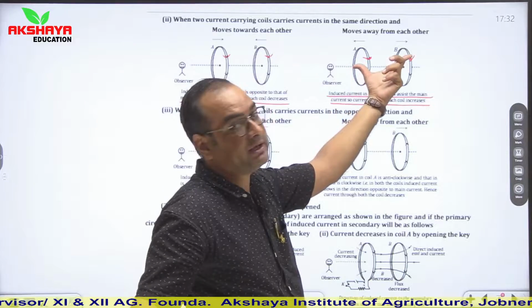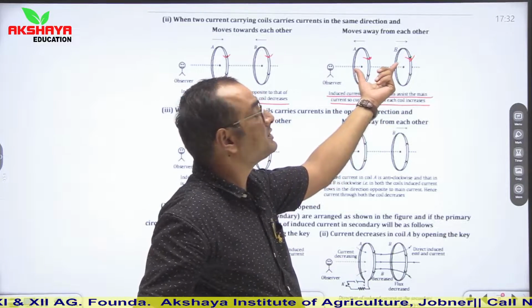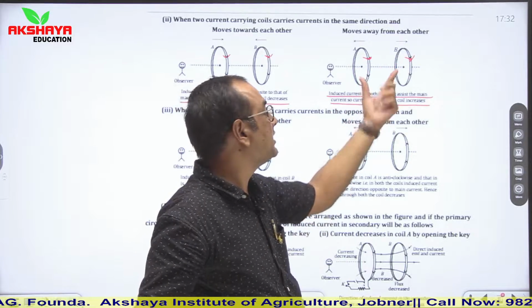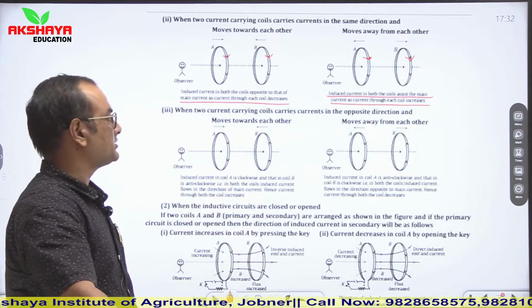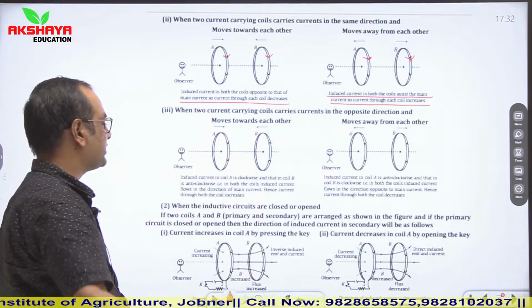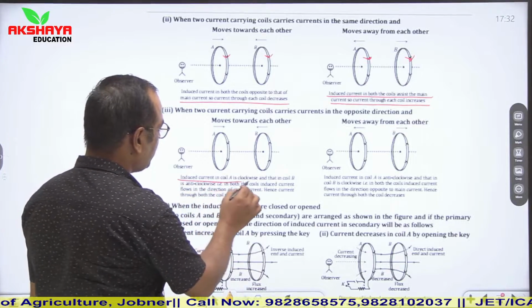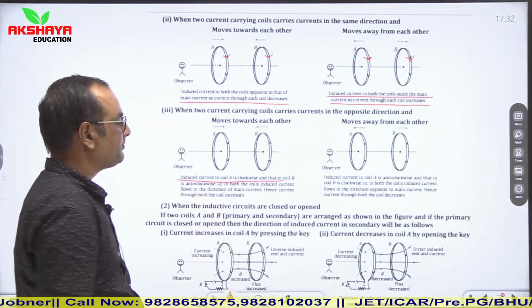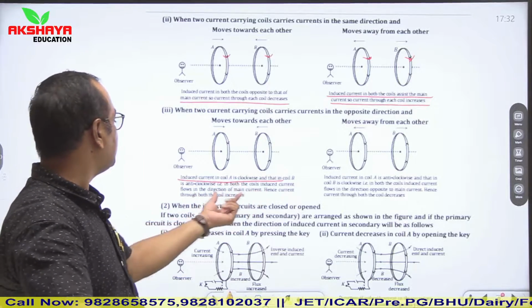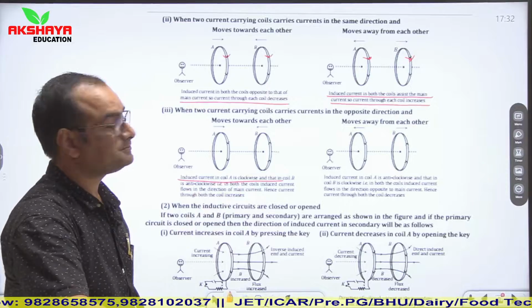Here they are moving away from each other, which means they will assist the main current, so the current will increase. Now if the currents are in opposite directions and the coils are moving towards each other, then the induced current in coil A is clockwise and that in coil B is anti-clockwise. It means in both coils the induced current flows in the direction of the main current.